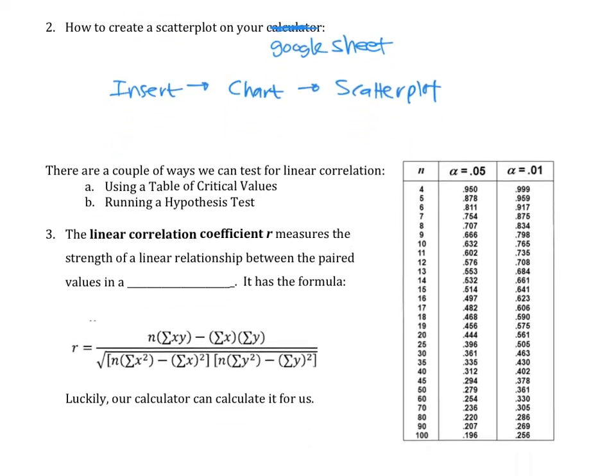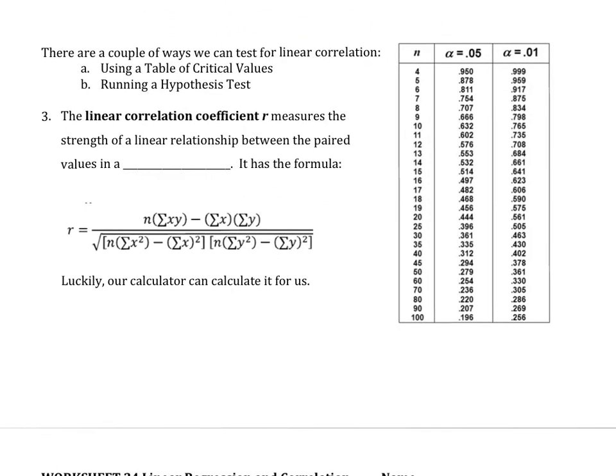All right, let's look at the next part here. The linear correlation coefficient r measures the strength of the linear relationship between the paired values. But in real life, instead of looking at the graph to see if they form a straight line, to see if there's a correlation, we're going to calculate this number r to see if there's a linear correlation. This number is called the linear correlation coefficient. And then we're going to compare that number to the critical value to see if two variables are correlated or not.